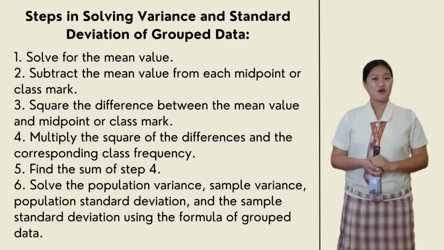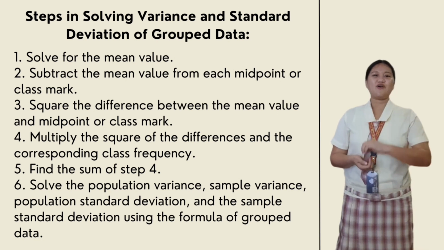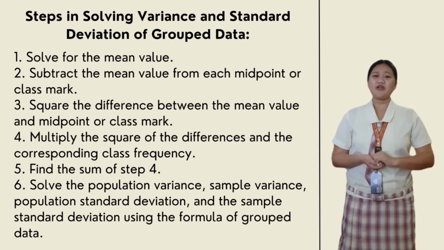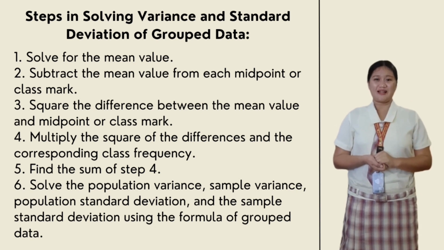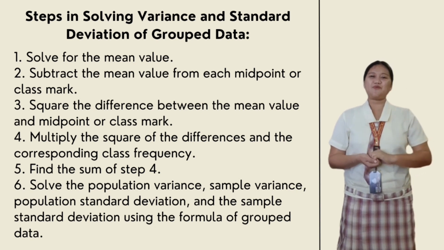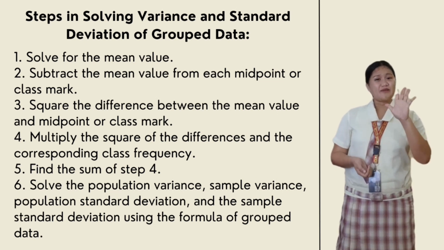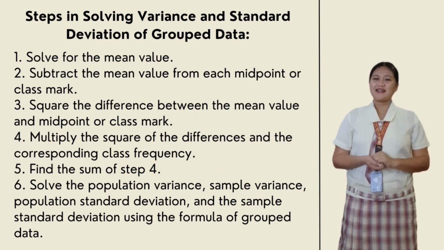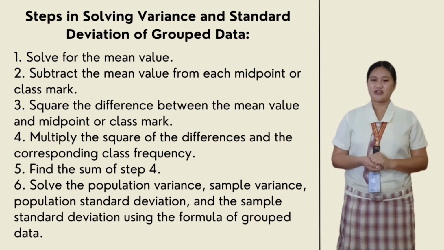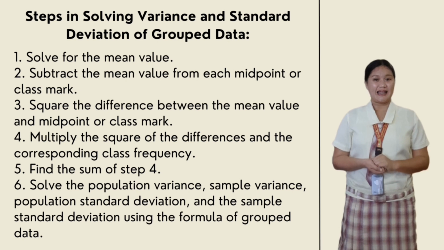Here are the steps in solving variance and standard deviation of grouped data. First, solve for the mean value. Second, subtract the mean value from each midpoint or class mark. Third, square the difference between the mean value and the midpoint or class mark. Fourth, multiply the squared differences and the corresponding class frequency. Fifth, find the sum of step 4. Sixth, solve the population variance, sample variance, population standard deviation and sample standard deviation using the formulas of grouped data.